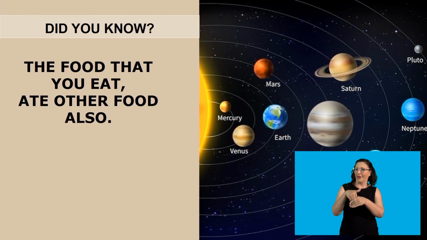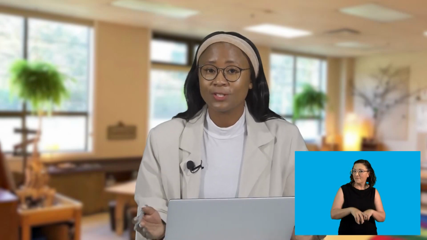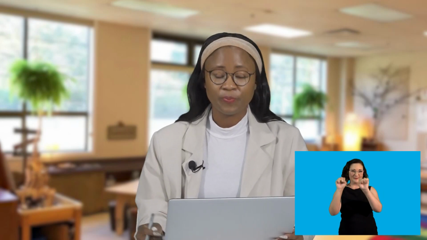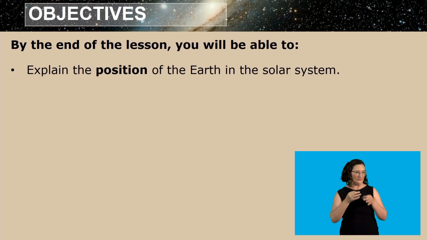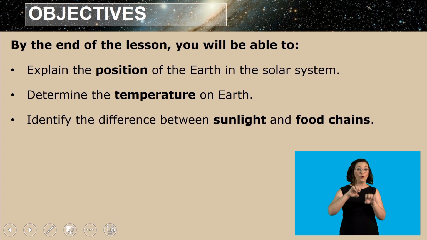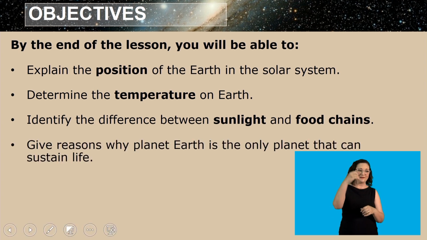Now, did you know that the food that you eat ate other food also? Well, in today's lesson, we are going to be exploring more on the position of the Earth in the solar system and to explain further why the food that you eat ate other food also. In order for us to do that, the following are the lesson objectives that we are aiming to achieve. We need to be able to explain the position of the Earth in the solar system, determine the temperature on Earth, and identify the difference between the sunlight and the food chains, as well as give reasons why planet Earth is the only planet that can sustain life.